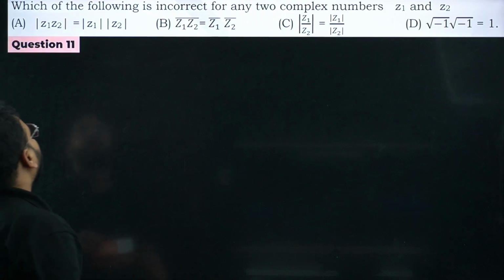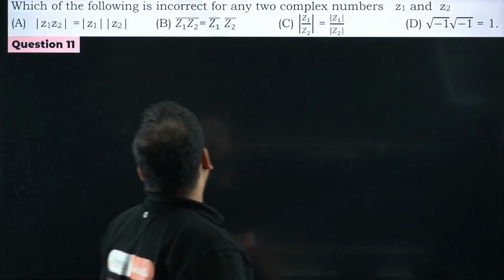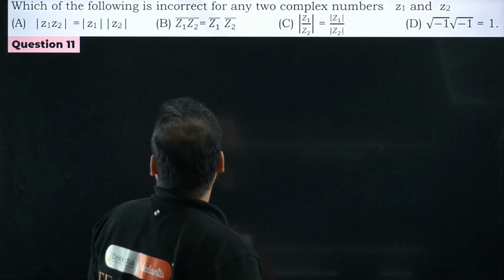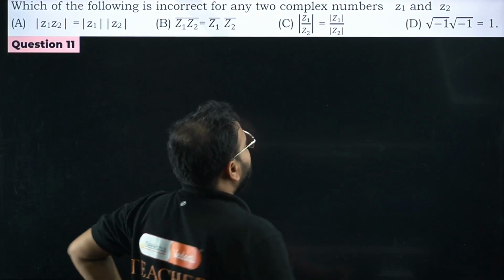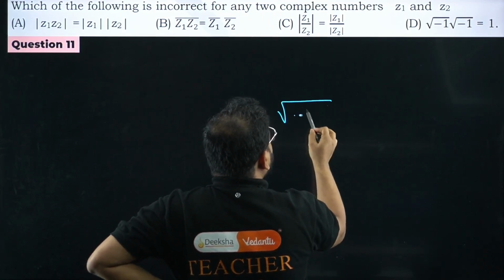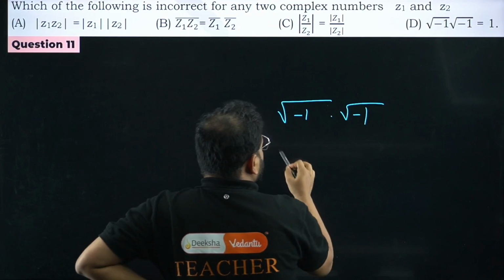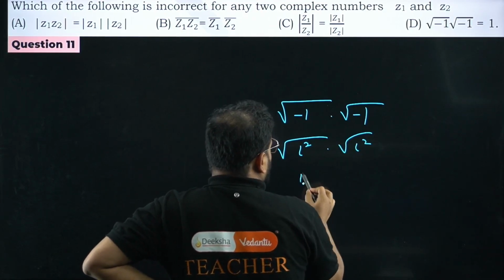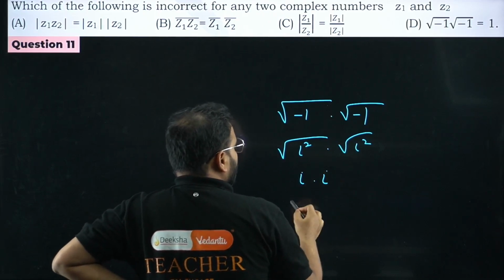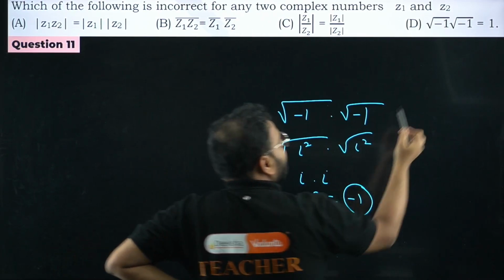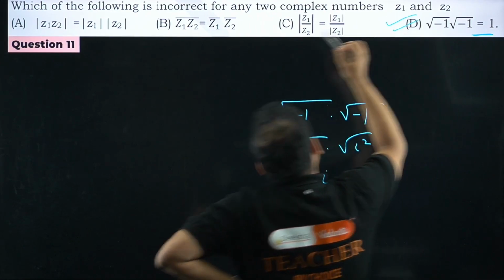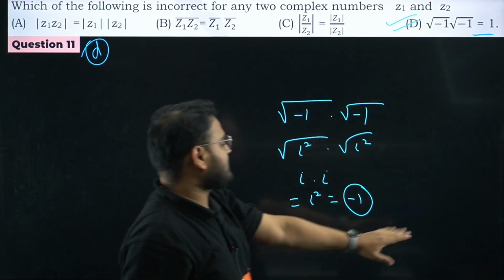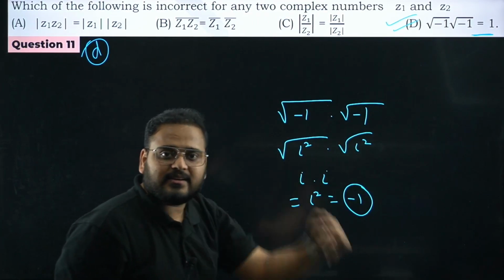Please have a look. 11th one. Which of the following is incorrect for any two complex numbers? Okay. Check this out. True, true, true. D. Let's check D, sir. What do I have? Root minus 1 into root minus 1. So we have here i into i. How much is that, bacha? It will be i square. What is the answer? Minus 1. What have they given? Plus 1. Hence, this is the incorrect option. This should have been minus 1, right? They have given plus. Answer is coming as minus 1. That's why incorrect. Get it?